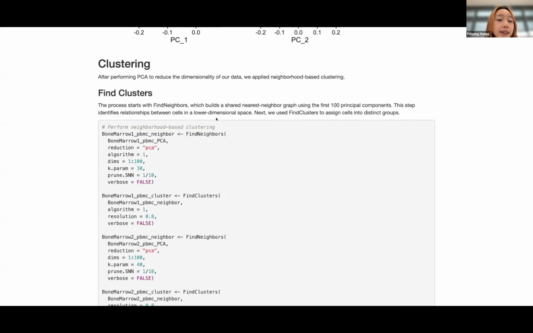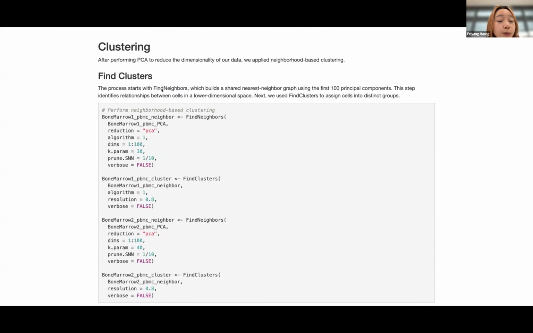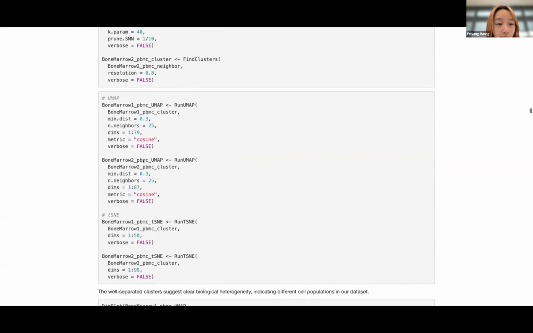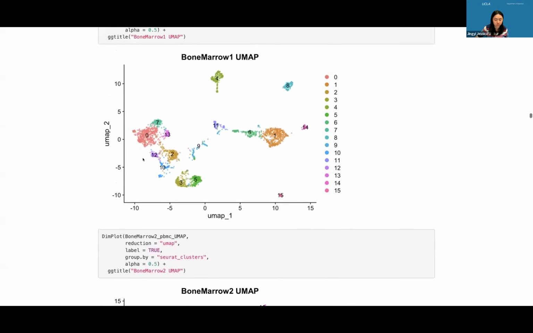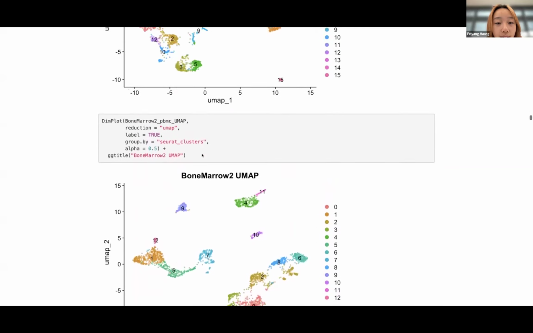After performing PCA, I also perform clustering. The process starts with finding the neighbors, which identifies the relationship between cells in lower dimension space, and I also use find clusters to assign cells into distinct groups. Okay, so then I will just directly show the UMAP result and the t-SNE result.